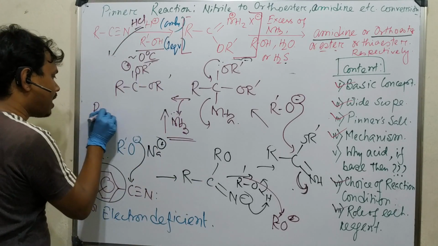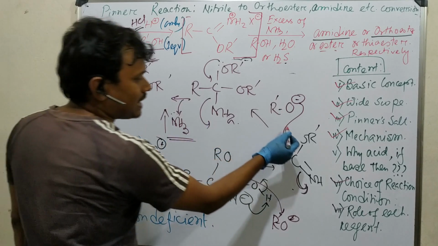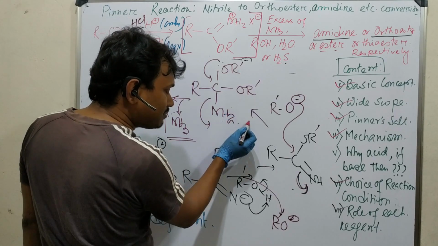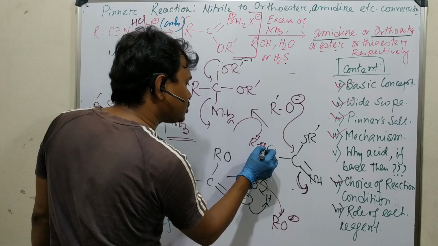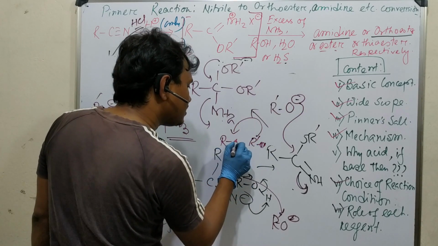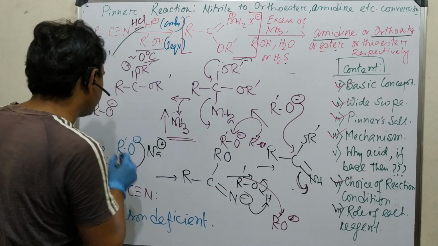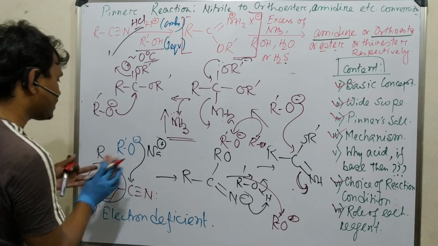So next time R prime O minus alkoxide. How? Because here alkoxide attacked, then N minus was formed. That N minus abstracted a proton from R prime OH. It formed R prime O minus. So again O minus is regenerated. That will attack. Okay, now, ultimately, what is the product?